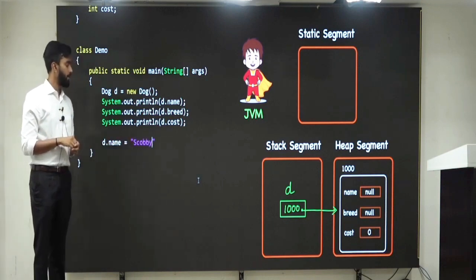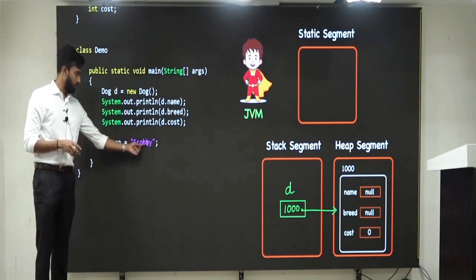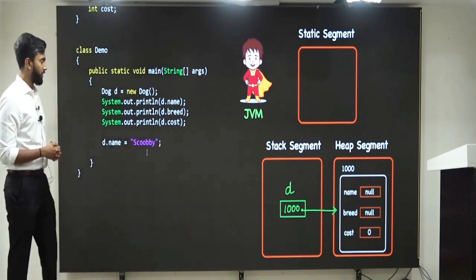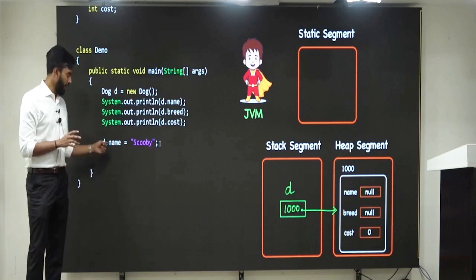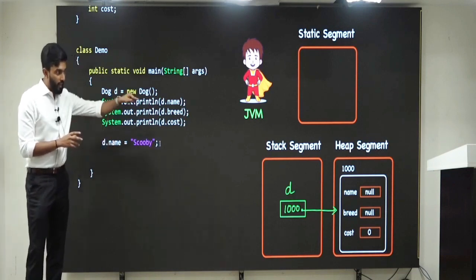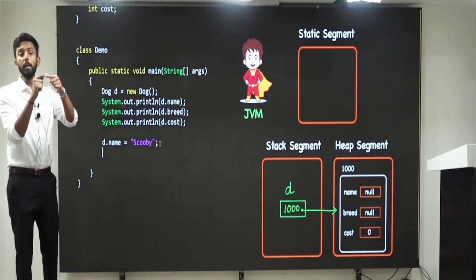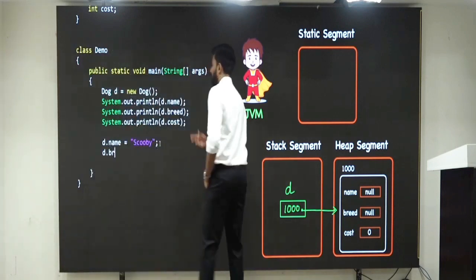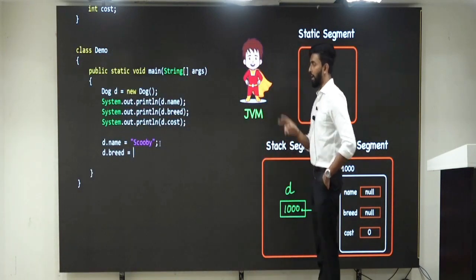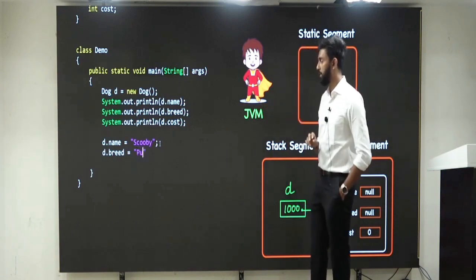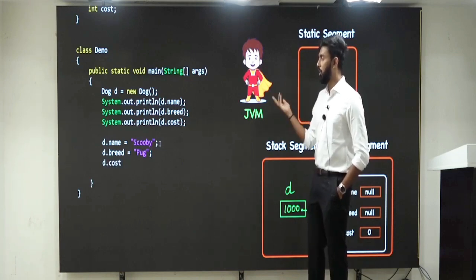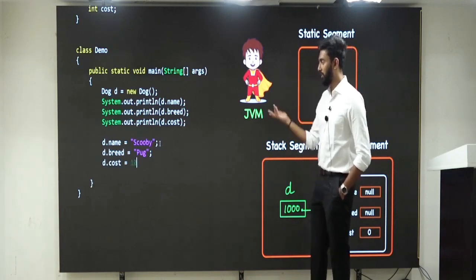Inside that I will type Scooby like this. Clear till here? You say S-C-double O-B-Y, otherwise the dog will feel bad. Okay, clear till here, friends? Next what? If you do this, name had null, but now it will be replaced with Scooby. Similarly, d dot breed. I will give it as pug like this. Again, within double quotes, I will type pug. Clear? Next, d dot cost. And I will give the cost as some 10,000, whatever, any 1,000.